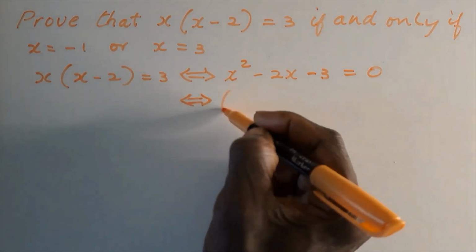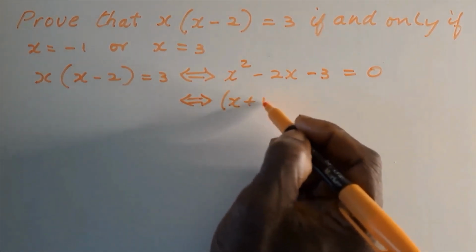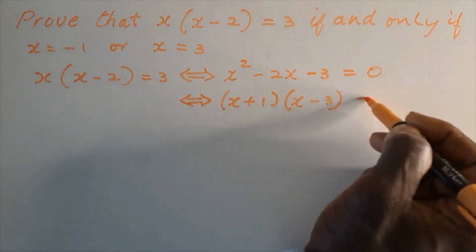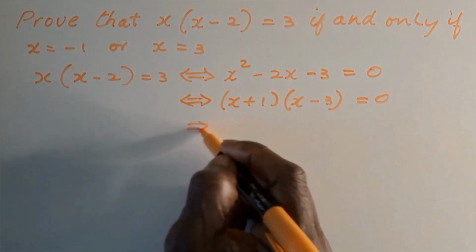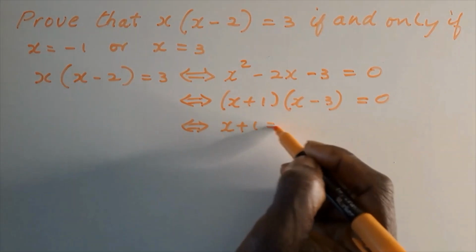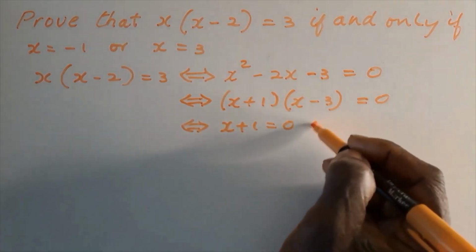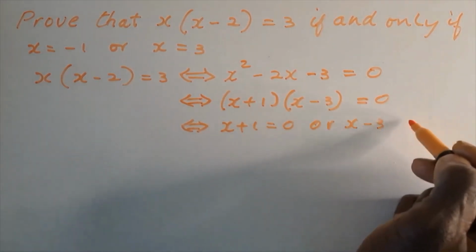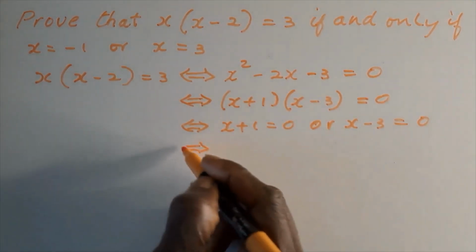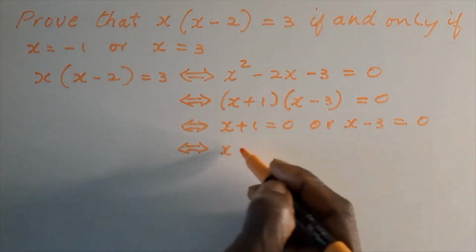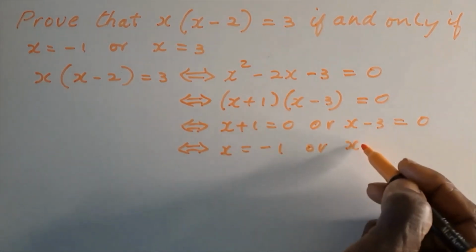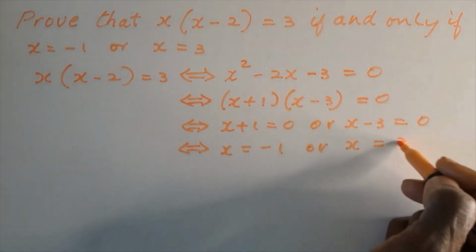So here we factorize, and we have the two factors, x add 1 and x minus 3 is equal to 0. And that's if and only if x add 1 is equal to 0, or x minus 3 is equal to 0. If and only if x is equal to negative 1, or x is equal to 3.